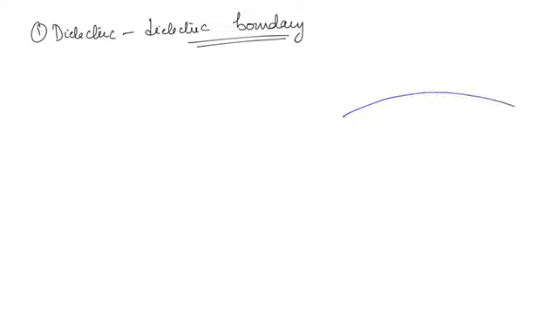The first case is the dielectric boundary. We are considering two dielectrics of different permittivities. Let us say this is the interface boundary. Above this interface there is a medium of permittivity epsilon 1, and below this interface there is a medium of permittivity epsilon 2. This is the first medium and this is the second medium.